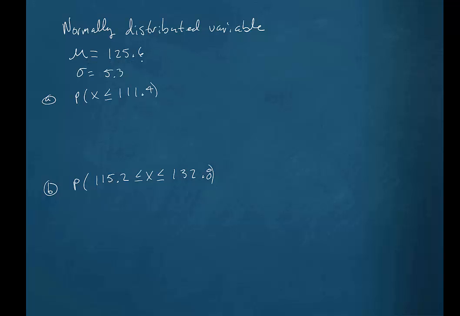Here we have a normally distributed variable with a mean of 125.6 and standard deviation of 5.3. We are to find the probability that x is less than or equal to 111.4. Whenever we do a normal probability problem, it is important that we draw the curve, place the mean in the very center. The mean here is 125.6.